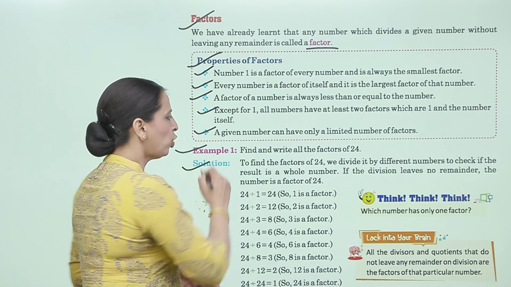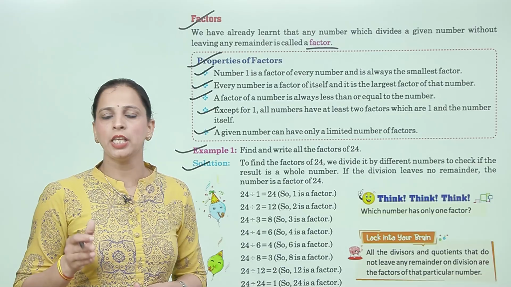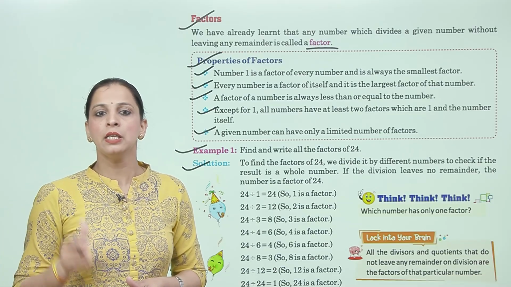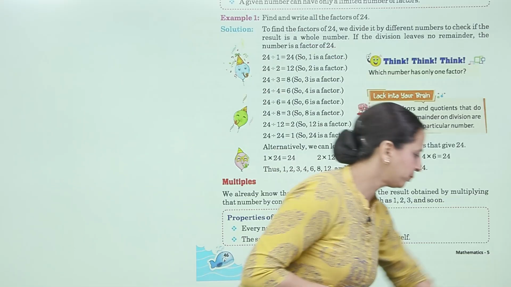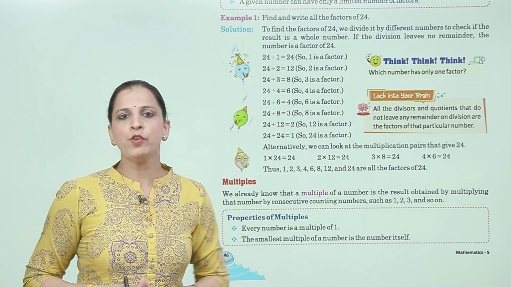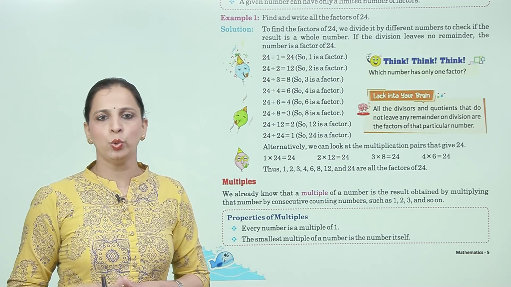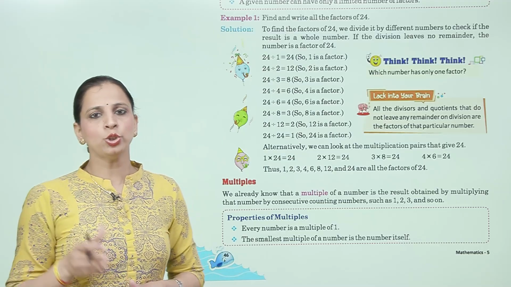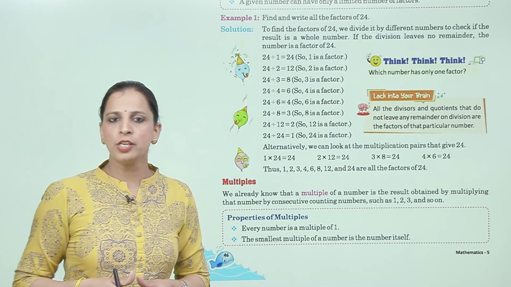Now, solution. To find the factors of 24, we divide it by different numbers to check if the result is a whole number. If the division leaves no remainder, the number is a factor of 24. Now, 24 divided by 1 is 24, so 1 is a factor. 24 divided by 2 is 12, so 2 is a factor. 24 divided by 3 is 8, so 3 is a factor. 24 divided by 4 is 6, so 4 is a factor.